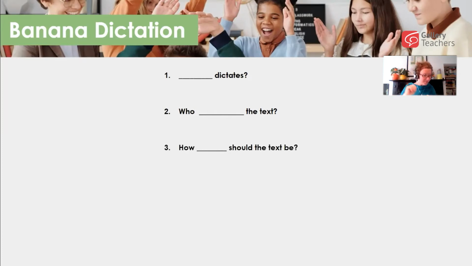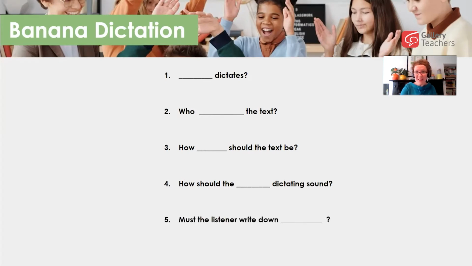Number 4. How should the banana dictating sound? Question mark. How should the banana dictating sound? Question mark. So don't worry, I haven't gone crazy yet. We'll discuss all these banana words in a second. Number 5. Must the listener write down banana? Must the listener write down banana? Question mark. And the last one, number 6. Who corrects the banana? Good question. Who corrects the banana? Question mark. And it looks like this.